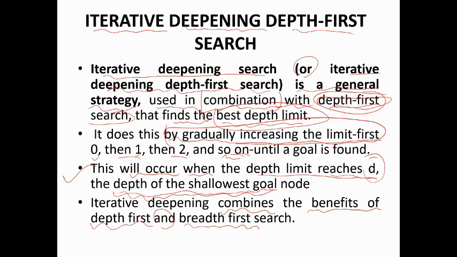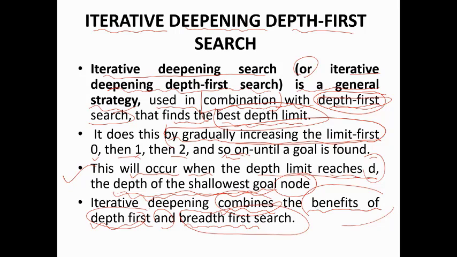So at that point, it will search the node and try to find the goal in that level also. Iterative deepening combines the benefits of two things: the benefits of depth first and the benefits of breadth first search together.